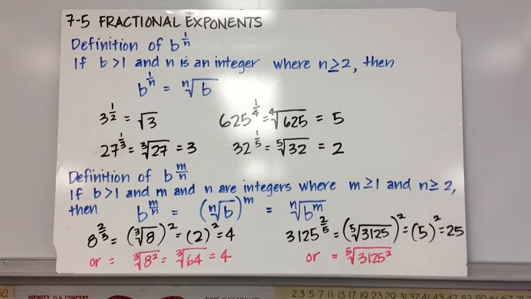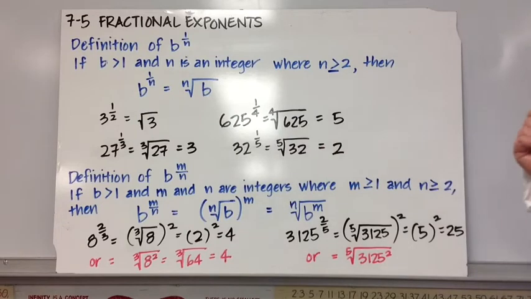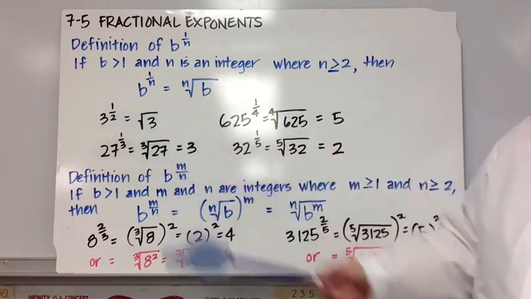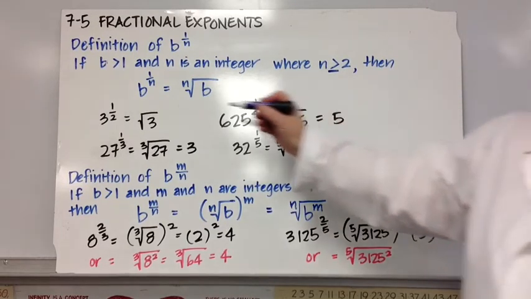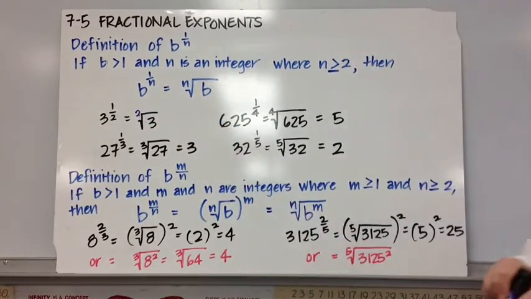Okay? So, if n is 2, we should think square root. So, 3 to the 1 half power is equal to the square root of 3. We write square root like that, but we forget that really it's understood that this is the square root. Okay? We generally don't write the 2 there. So 3 to the 1 half power is equal to the square root of 3.